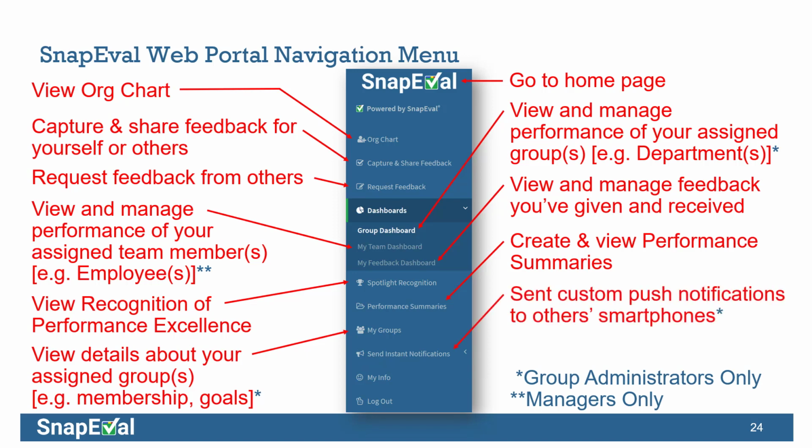If you're a group administrator, you also have access to the Send Instant Notifications link. This is an area where you can send custom push notifications to others' smartphones. And lastly, there's the My Info link, which takes you to a page where you can view your username and password if you're a standalone user of SnapEval, or if you're an ADP user, it will take you to the ADP Marketplace.